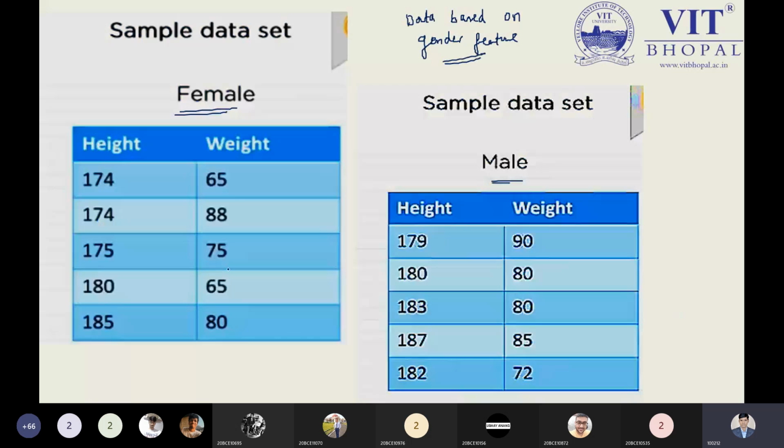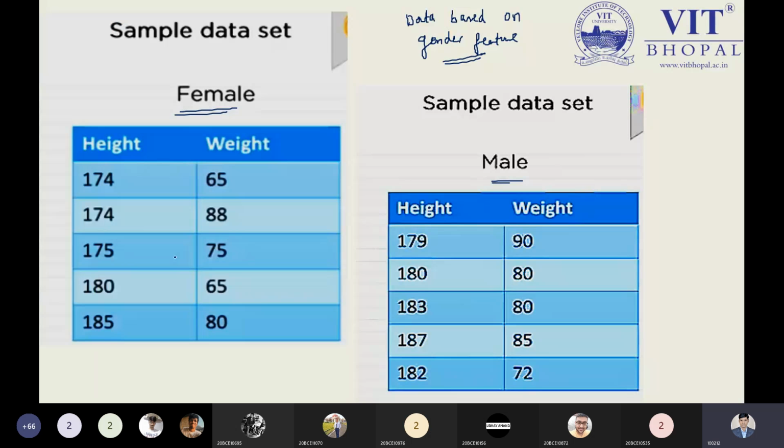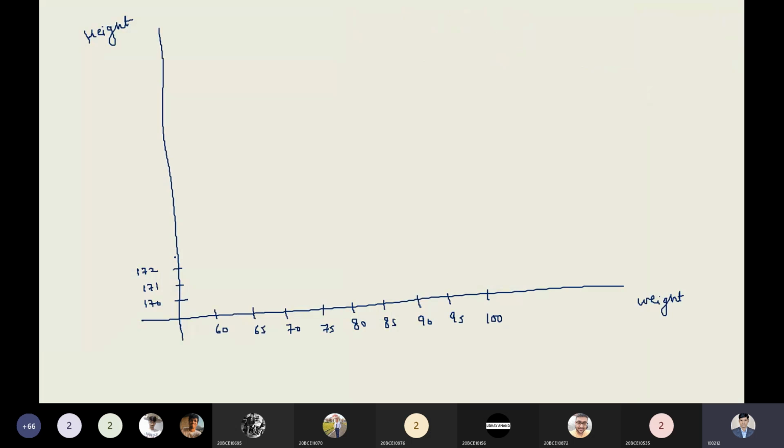What is the minimum value of the height we have? 170, so starting from 170, we can use 171, 172, and so on. And what was the maximum? The maximum we have is 187, so we can mark till 190.